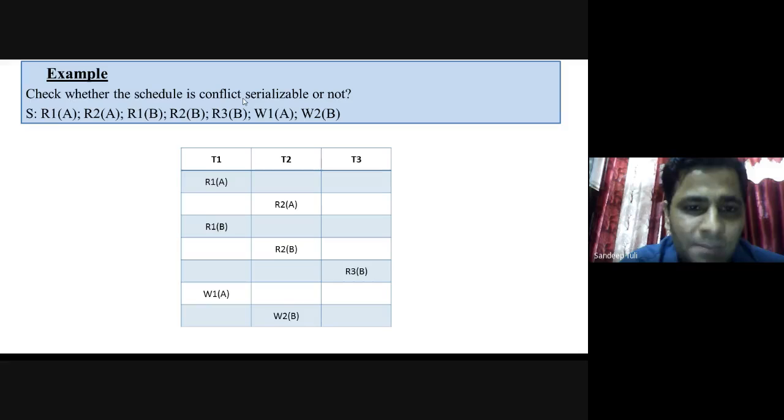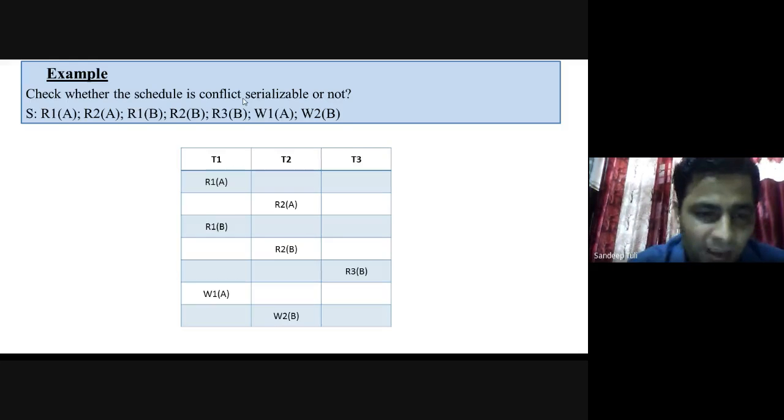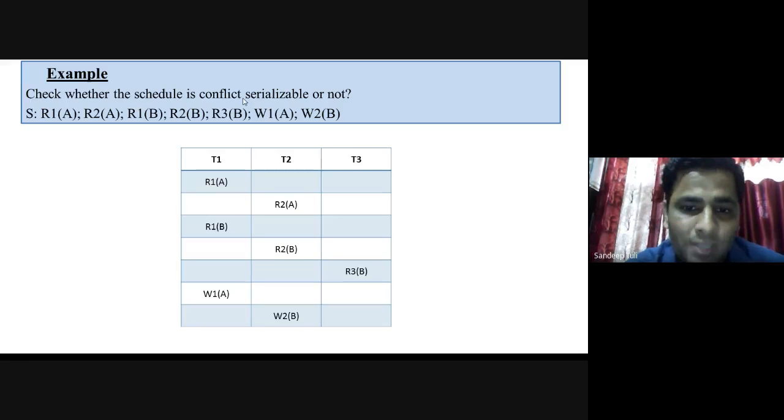Now be careful while you are putting R1, R2, R1, R2, R3, W1, W2 in the table. The sequence is very important. We need to follow the same sequence as it is given in the question. So now let us see that. First of all, I am putting R1 of A in transaction T1. Then R2 of A must be in transaction T2, in the next row. So the sequence must be followed. You can see the next row of the table.